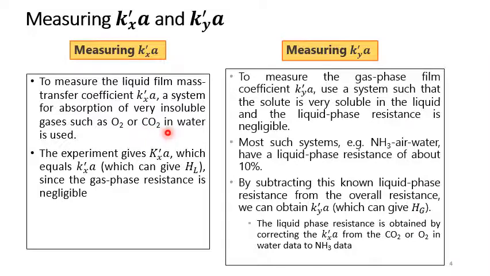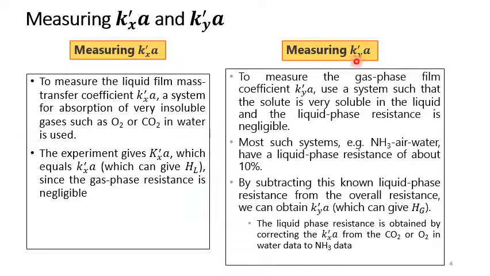In this case, since the gases are very insoluble in water, you can say that the gas phase resistance is negligible. Thus, the value will give you KXA, the capital K, and that will be equal to the small k, because the gas phase resistance is negligible. And from this value, you can get the HL. You can refer to the relationship between KXA, HL, and the capital KXA from the previous notes.